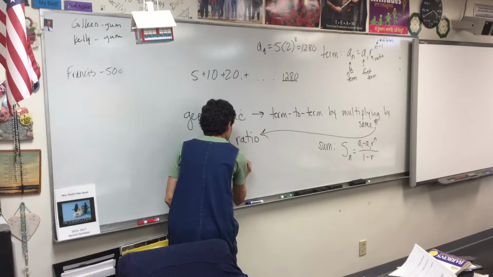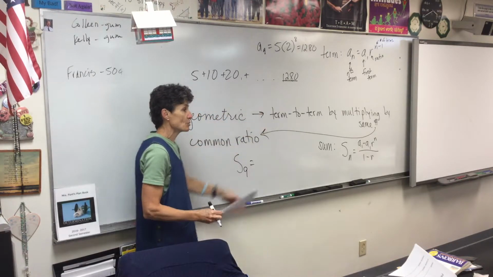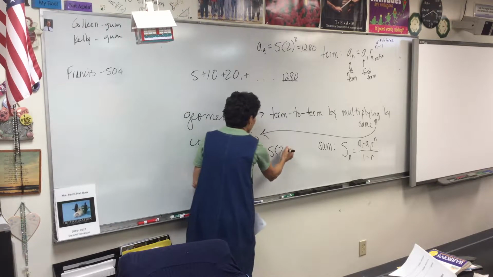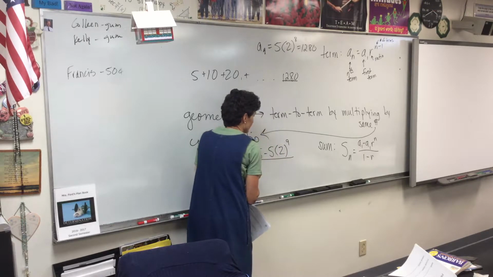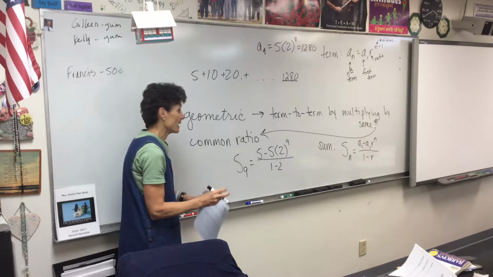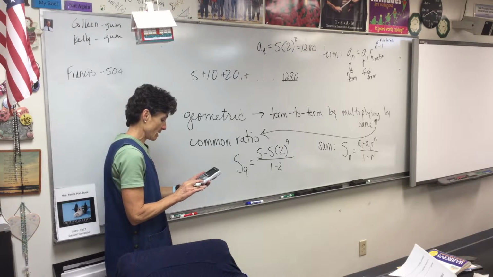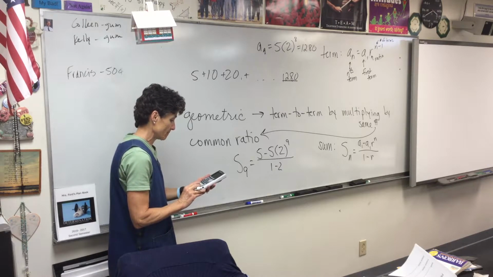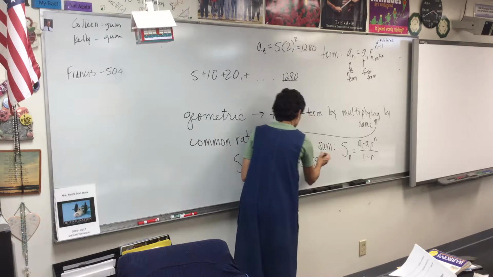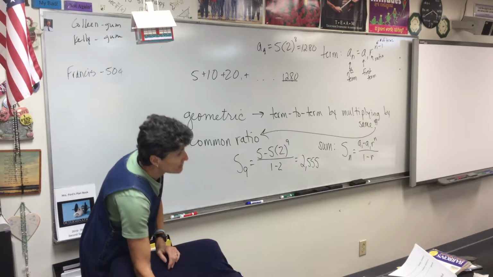So to answer the question on the paper, we want to add up those 9 terms. So we'll have 5 minus 5 times 2 to the 9th over 1 minus 2. Negative 1 on the bottom. So here we go. 5 minus 5 times 2 to the 9th. So she's going to hit 2,555 golf balls over the course of these 9 days.